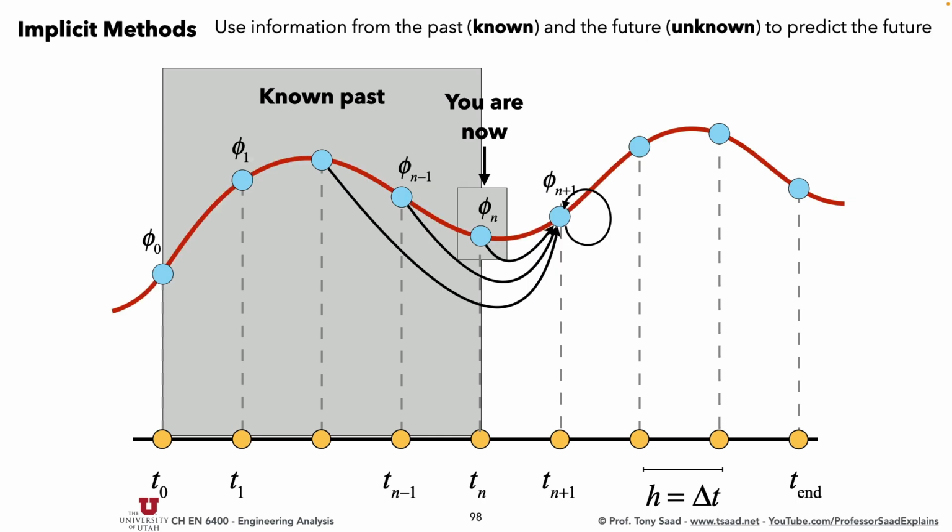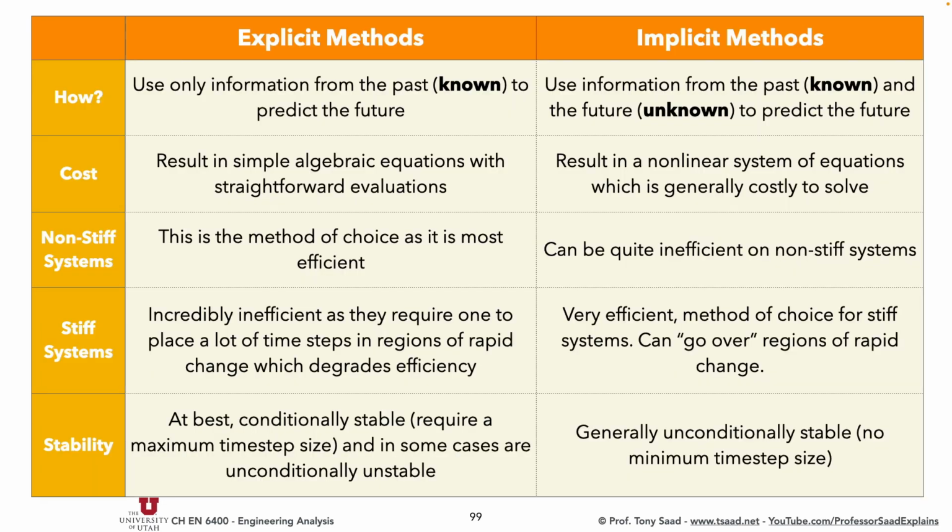Whereas implicit methods use information from the past, but you see this loop here. We're also trying to use, actually this should loop and go back over here, we're also using information from the future. They become implicit because on the left-hand side you have phi n plus 1, and on the right-hand side you're going to have phi n plus 1, and they could be a nonlinear system of equations. They're much more expensive to solve, but they are more efficient and robust.